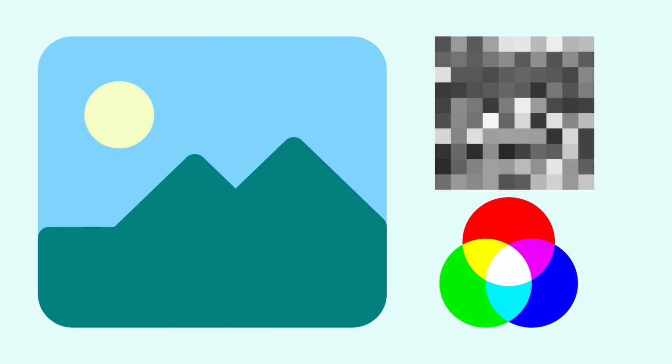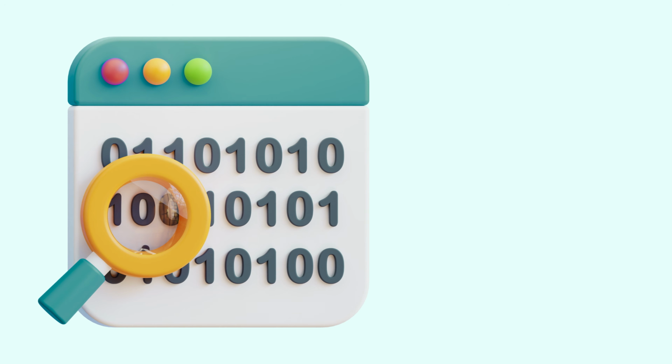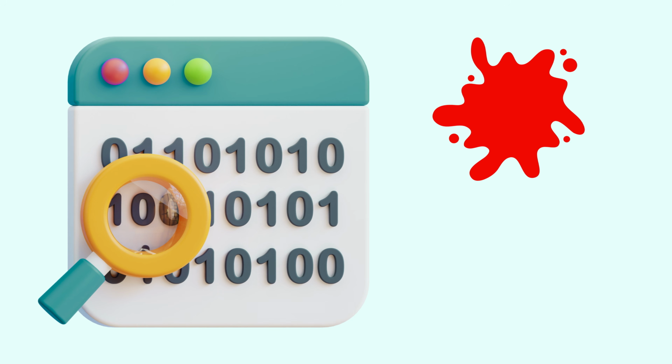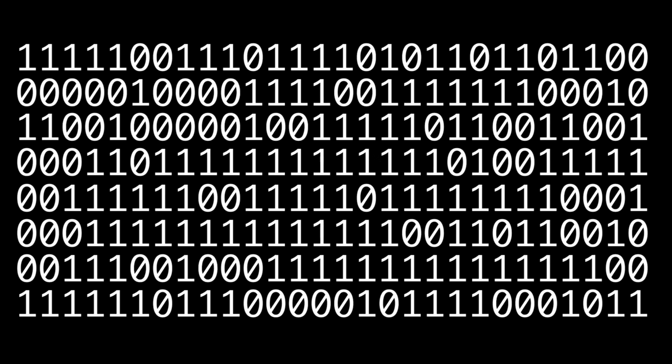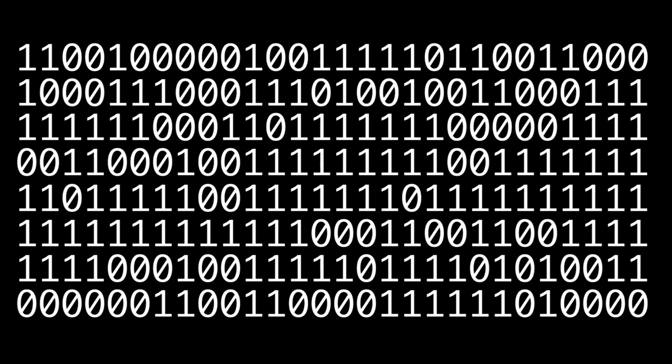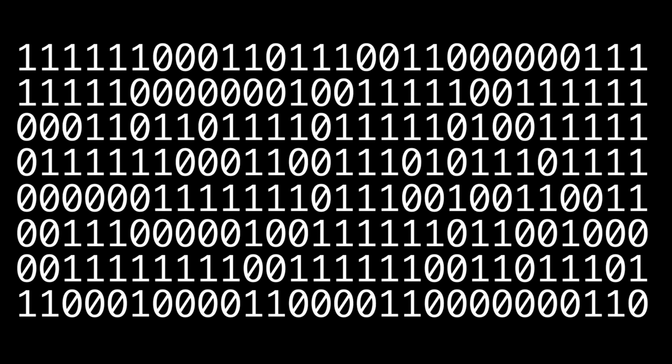Every image is made of tiny dots called pixels. Each pixel has a color value, usually broken into red, green, and blue, or RGB. Each color value is converted into binary numbers. For example, the RGB for pure red color consists of values of 255 for R, 0 for G, and 0 for B, which in binary looks like this. So, when you look at a photo on your computer, you're actually seeing millions of these binary numbers working together to create the colors and the shapes.